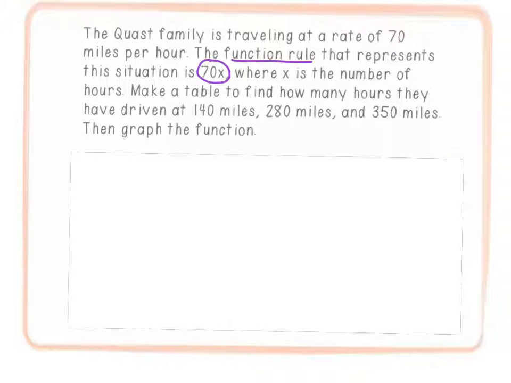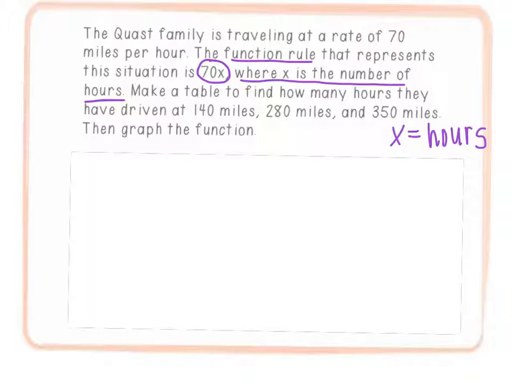So x equals hours. That's important. Make sure when they tell you what x stands for, you know what that is. You're going to make a table to find how many hours they have driven at 140 miles, 280 miles, and 350 miles. Then graph the function.